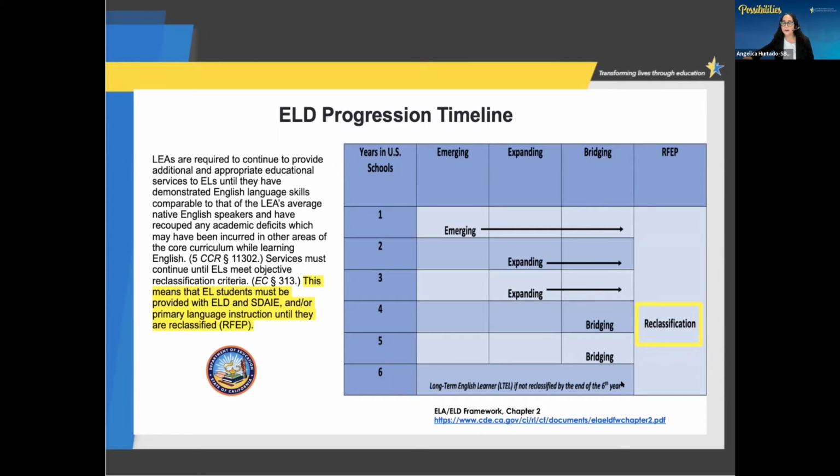That's a red flag for us because we need to ask ourselves, why has the student not reclassified, and look deeper into the root cause. Of course, with our students with disabilities, we do have to look at their unique case, right? But that's overall the expectation for English learners from the state as well.